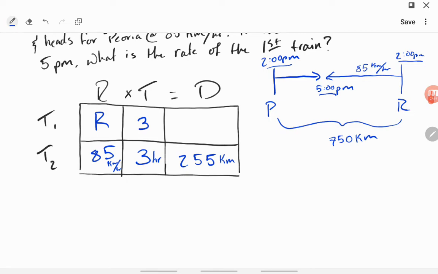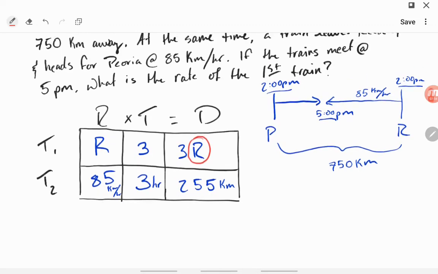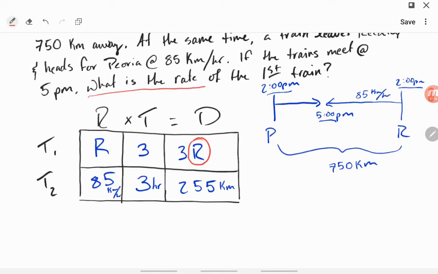Well, what was the distance of train 1? We don't know because we don't know the rate, but we can at least write out an expression using rate times time is equal to distance. We can write out an expression to show how far train 1 went. Okay, so how can we utilize this to solve for R? How can I utilize this to solve for the rate? Because that's what I'm looking for. What is the rate of the first train?